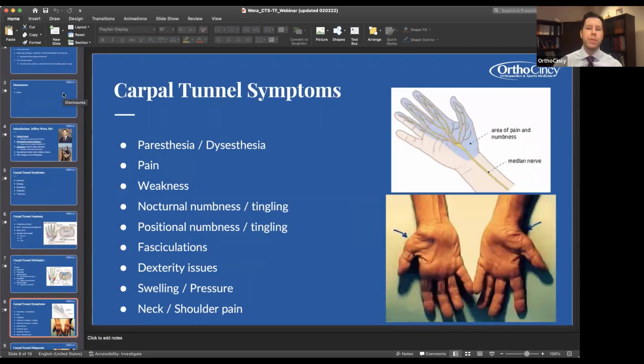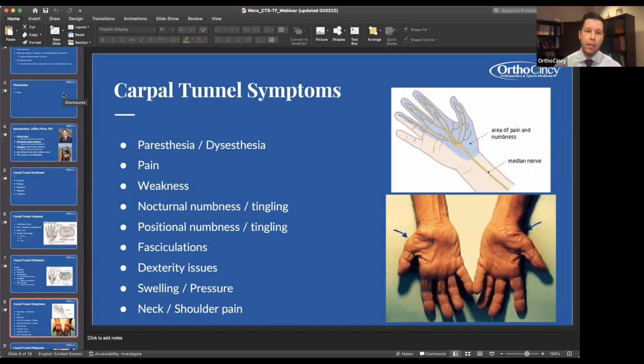So what are some of the symptoms that you may be experiencing? Paresthesias, dysesthesias, that's just a fancy term for that feeling that you get, that is that painful discomfort, numbness, tingling that you can't really put a word to. That's what the dysesthesias are. Pain is a very common complaint.